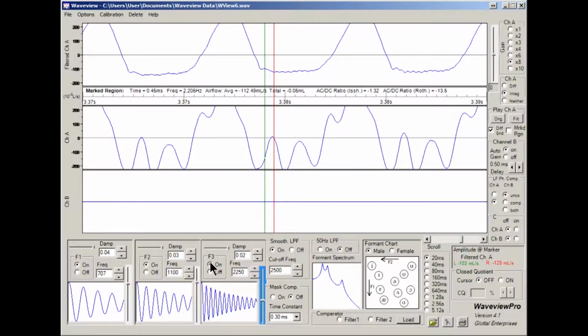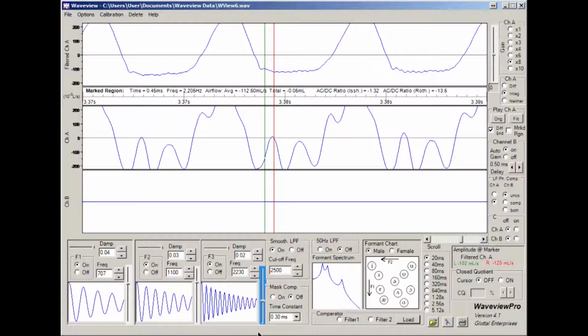So when I turn it on, the third formant disappears. And I'll turn this down to 2200. Now again, if we move the slider up and down, we can see the effect. If it's set too high, the third formant comes in, and if it's set too low, the third formant comes in. And the minimum occurs at about here, which is about 2200 hertz.